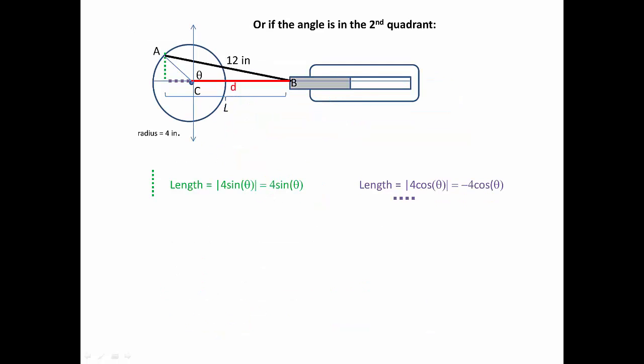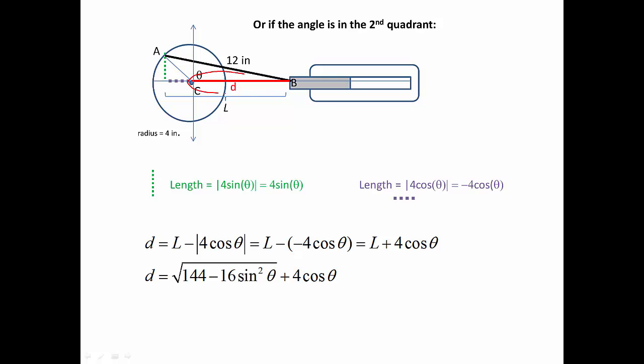So let's look at the second quadrant. This time, this length has to do with cosine, but in the second quadrant, cosine is negative. So we really need to put an absolute value around it. And because cosine is negative, putting a negative in front actually makes it positive. And this time, my D is actually equal to L minus the purple length. So our formula for D is actually L minus the absolute value of 4 cosine theta, but of course when you subtract the absolute value, you get L plus 4 cosine theta.